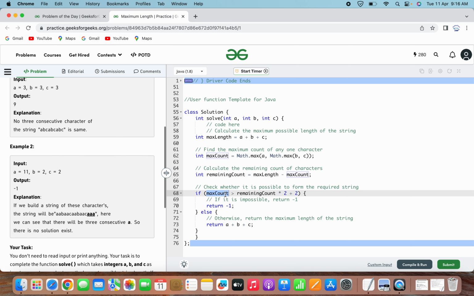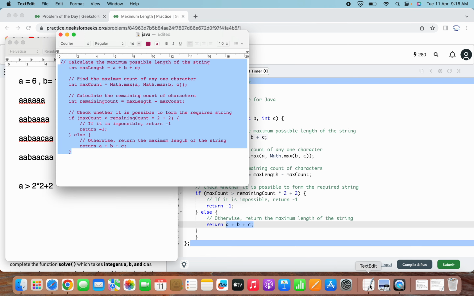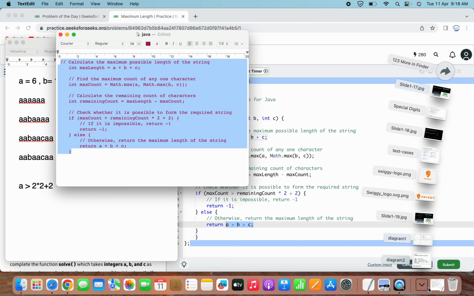So here, whatever I have used this condition, until this condition holds true, this means if this condition is true, then we have written -1. That means max count has to be within the limit of this one. It has to follow the condition that it should be less than or equal to remaining count into 2 plus 2 to get the required string. But if that is violating, that means max count is becoming greater than the remaining count of the other characters into 2 plus 2, then we return -1. So the same was shown here in this one.